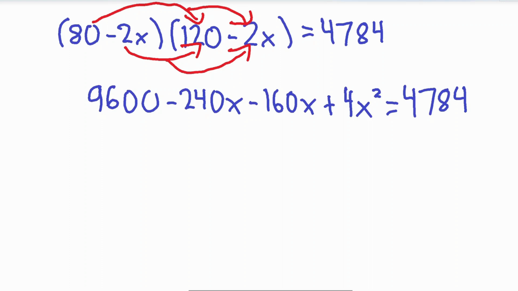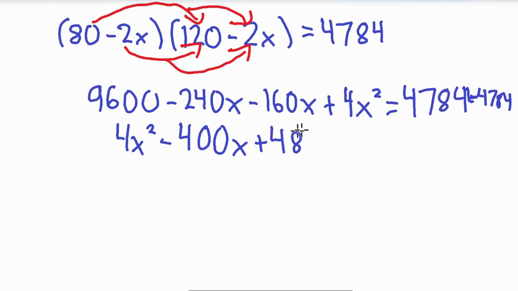So we want to write this so we can put it in the quadratic formula. Let's simplify everything first and then bring it all to one side so we have 0 on the right. So 4x squared, I'm going to write it first. Next, it's the x's. So negative 240x minus 160x is negative 400x. And then 9,600 minus 4,784, so I'm going to remove it from this side, is 4,816 positive. And this is all equal to 0.